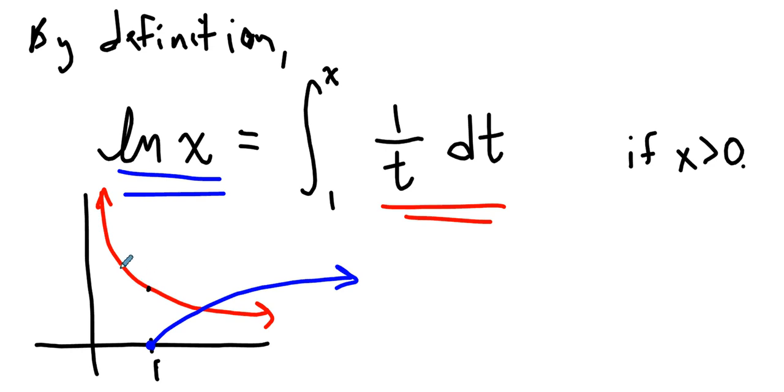As we move toward the y-axis, this area is increasing, but we're reading from right to left, so the integral values are negative. And this is the way you probably thought to graph the natural log function.